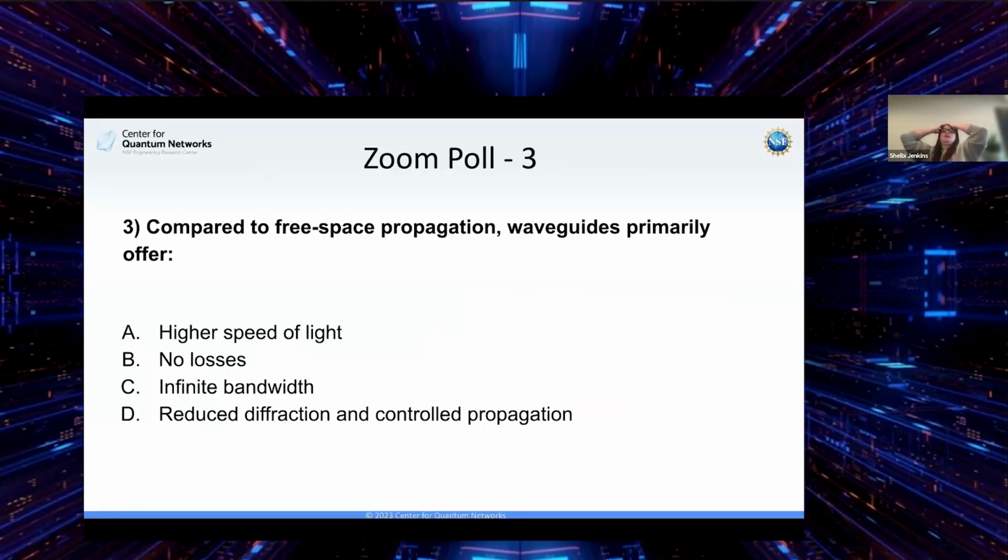Okay, Zoom poll question 3. Compared to free space propagation, waveguides primarily offer higher speeds of light, no losses, infinite bandwidth, or reduced diffraction and controlled propagation. All right, looks like almost everybody got it. You're right, we reduce the diffraction. This controlled propagation is what I was talking about. When we talk about routing, being able to actually physically control where the light is going is a lot simpler in a fiber than free space. So this is the benefit of using them.